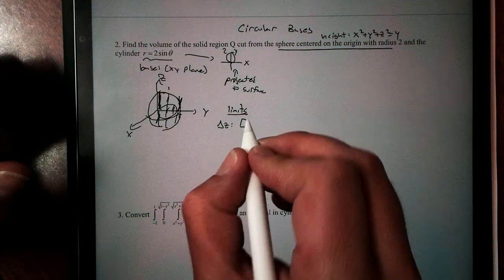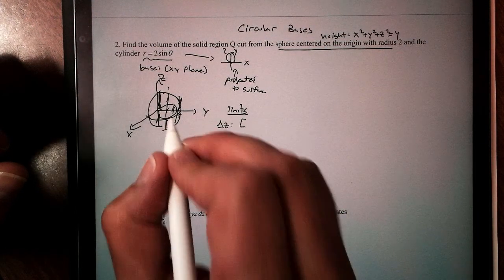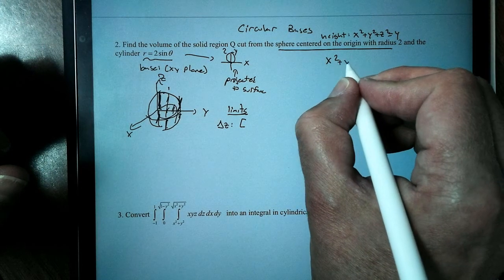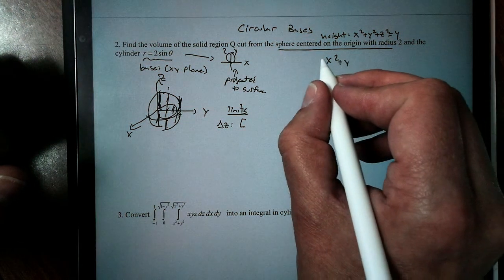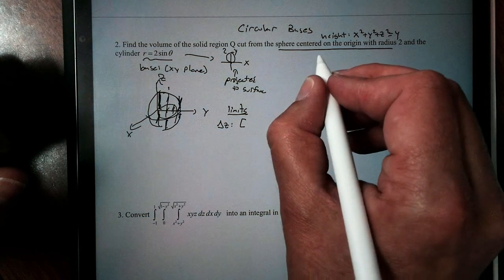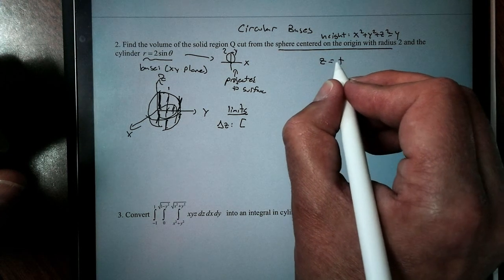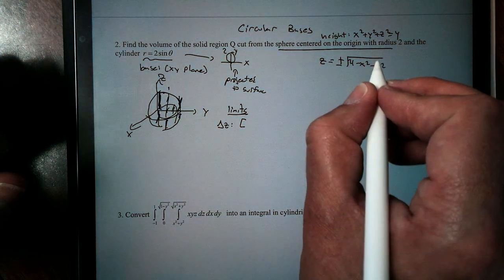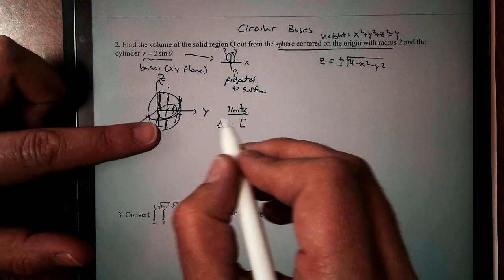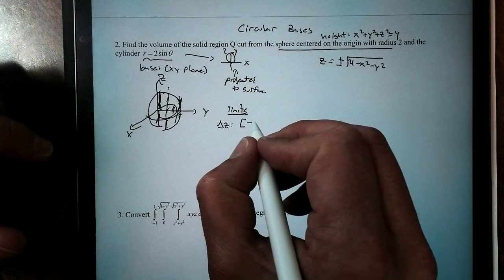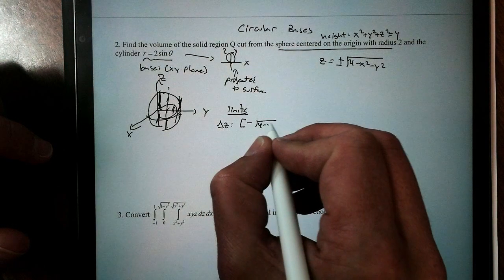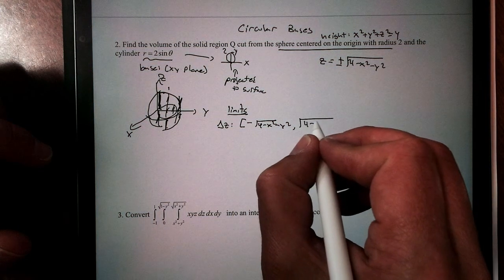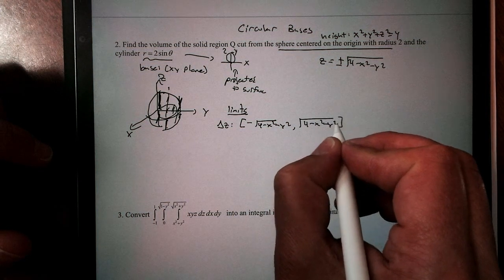So my minimum z would be the bottom half of my sphere. If I look at this, this is saying x squared plus y squared plus z squared equals 4, and I can solve this for z. I would get z equals plus or minus the square root of 4 minus x squared minus y squared. So the bottom would be the negative square root of 4 minus x squared minus y squared, and the top would be the positive square root of 4 minus x squared minus y squared.